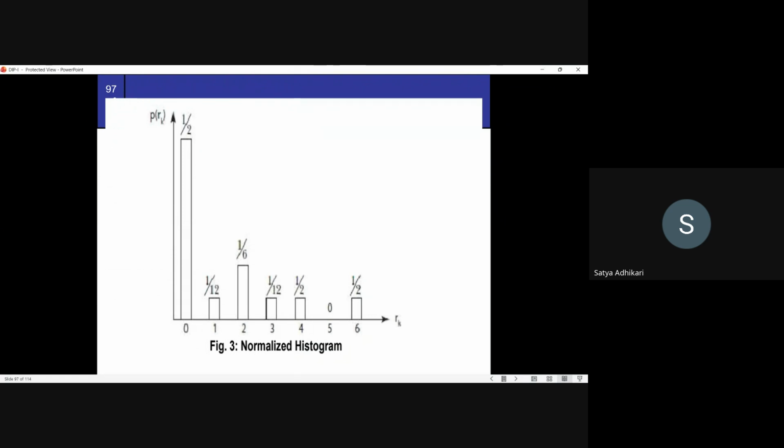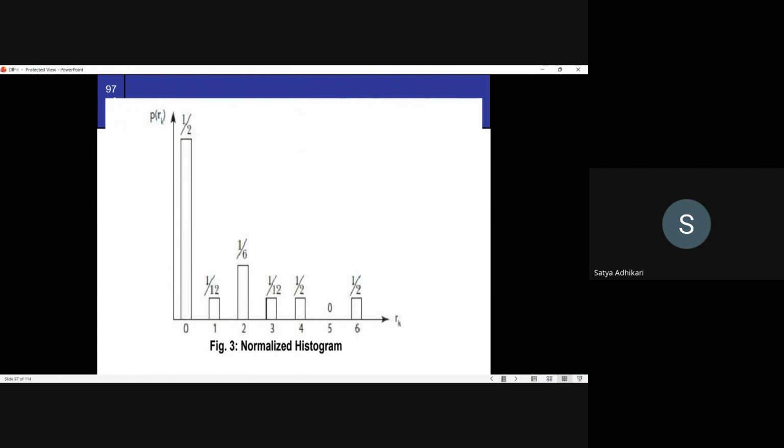0, 1, 2, 3, 4, 5, 6. On the x-axis, I have taken the gray level value of the pixel, and on the y-axis the PRK value, the probability value. You know that the probability of 0 is highest, 1 by 2. One is 1 by 12, and 2 is greater than the previous one, 1 by 6. So 1 by 6 is greater than 1 by 12.